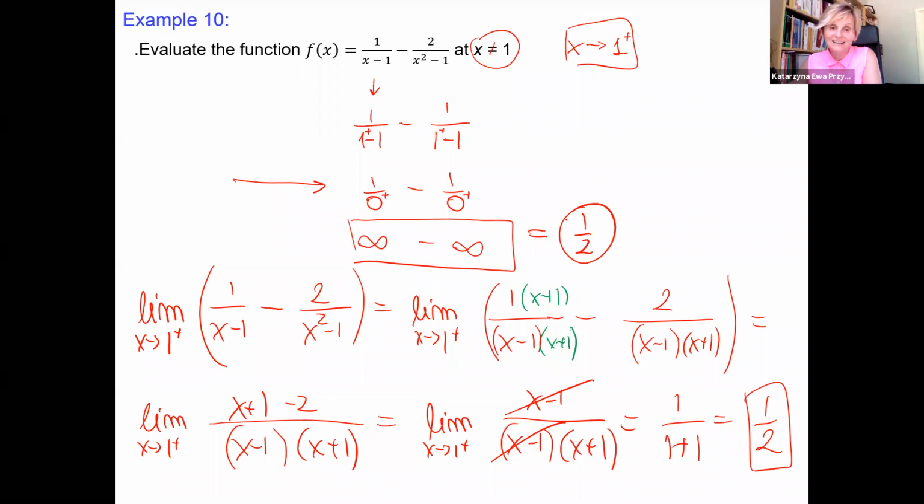Okay, now I think we practiced almost everything. You can check later the video about a couple of limits with absolute value and a couple of infinite limits.